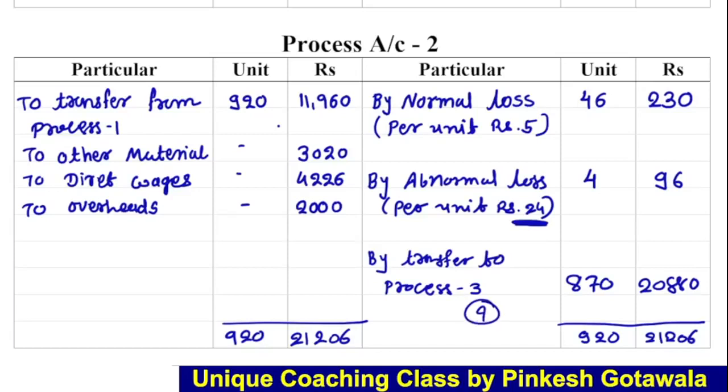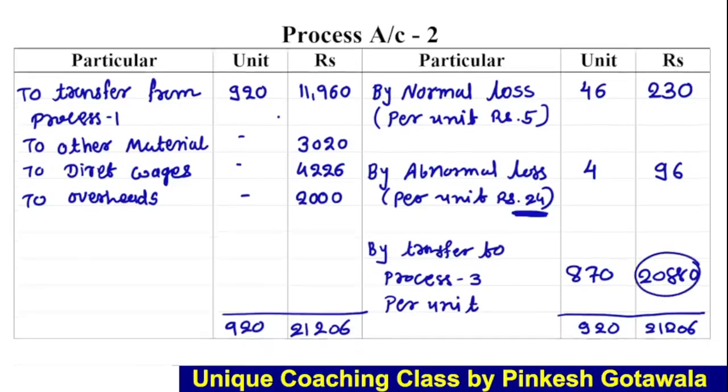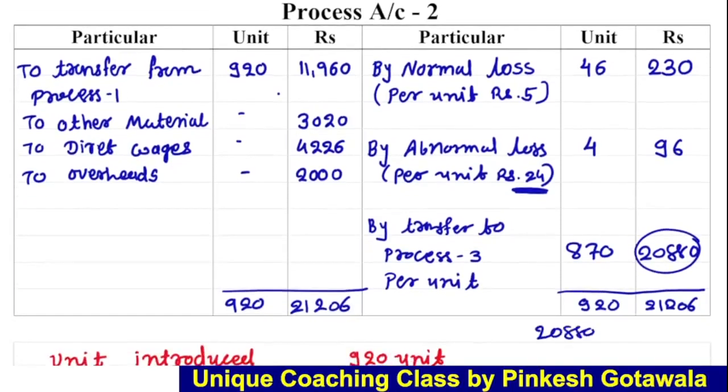That means here also what should it be? It should be 24. Just check that per unit, what do we get here? 20880 divide by 870. So you will get the same amount, that is 24. So in every question check this. Okay, if it is not matched, it means there must be some mistake. Okay, now in this question process 2, there is a loss or gain. So here we have a loss.